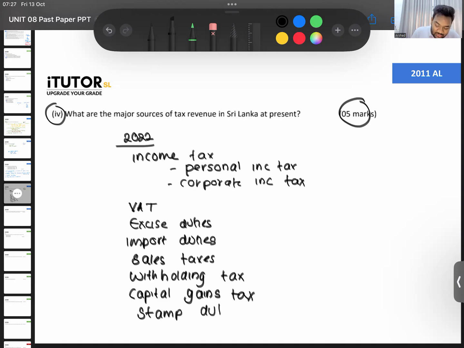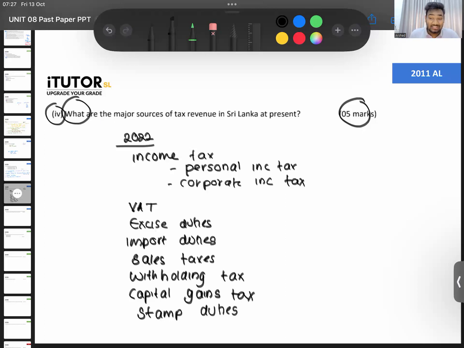Now see these questions. Can you see how easy? They are simply asking you, Lamai, what are the major sources? So listing out is more than enough. You don't have to go and explain what income tax is. If the question is "what", listing is more than enough. If you really want, write a line, that is for your satisfaction, but you will get marks for just writing the thing.